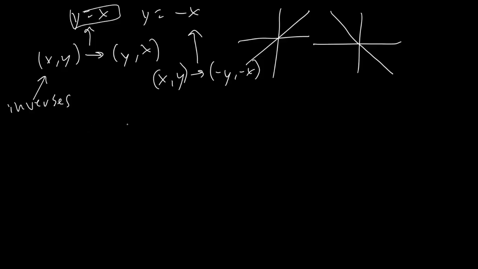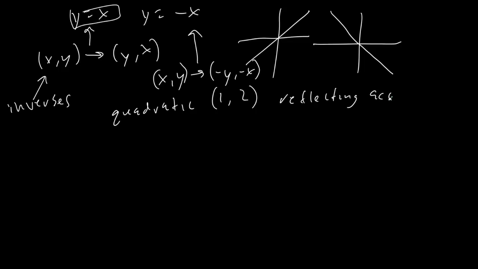So this is useful when you have, for example, a quadratic that contains the point 1, comma 2, and you're reflecting across y equals x. So this point on the corresponding reflection would be 2, comma 1 in the reflected axis. And that is it for reflections.